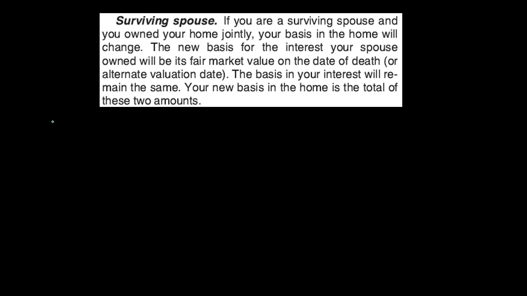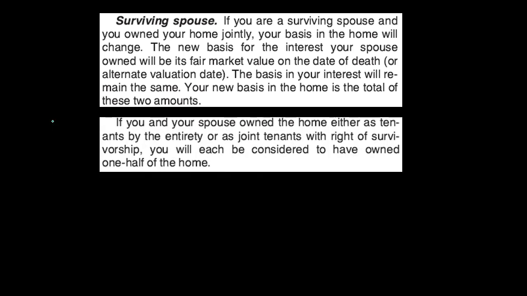Surviving spouse. If you are a surviving spouse and you owned your home jointly, your basis in the home will change. The new basis for the interest your spouse owned will be its fair market value on the date of death or alternate valuation date. The basis in your interest will remain the same. Your new basis in the home is the total of these two amounts.